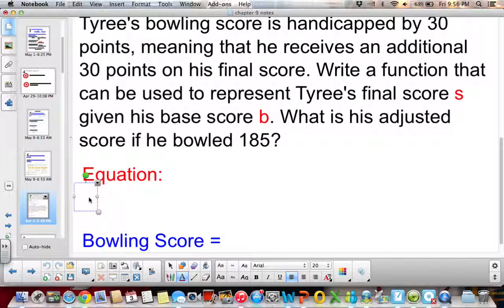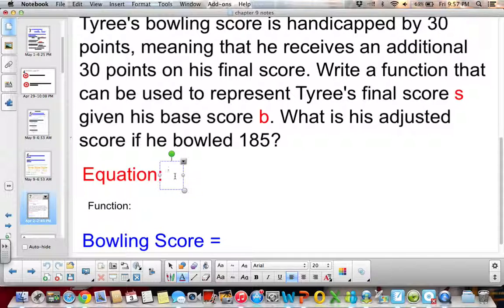Write an equation. Write a function, so the exact same way that we did it up above, and then the adjusted bowling score if he bowls 185. Pause me and then come back and check your answer.